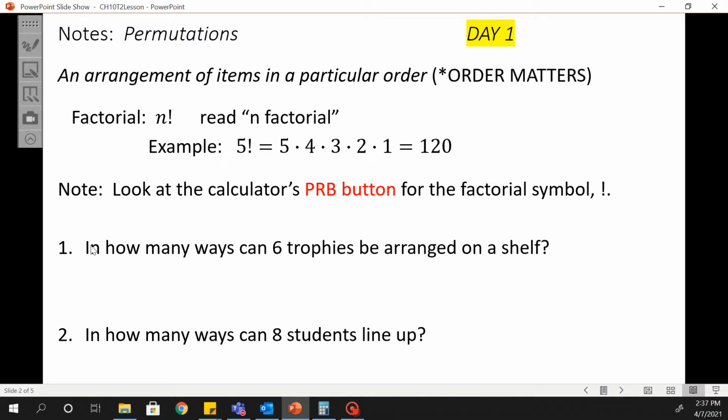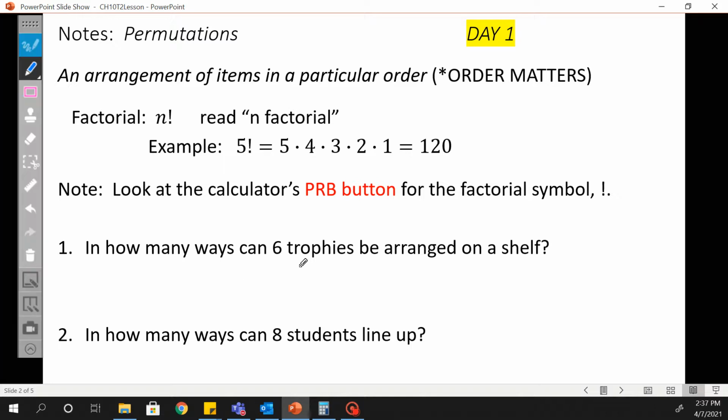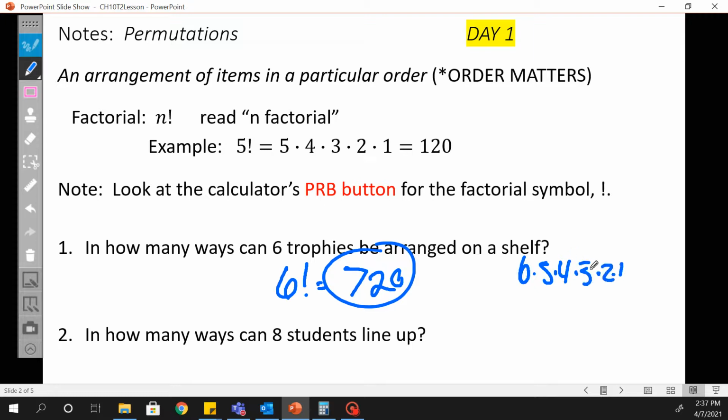So this first example: in how many ways can 6 trophies be arranged on a shelf? Well, we know that would be 6 factorial. We're arranging 6 items, which is 720. You can either put 6 factorial in the calculator, or you can do 6 times 5 times 4 times 3 times 2 times 1. I would just put 6 factorial into the calculator. It will calculate it for you.